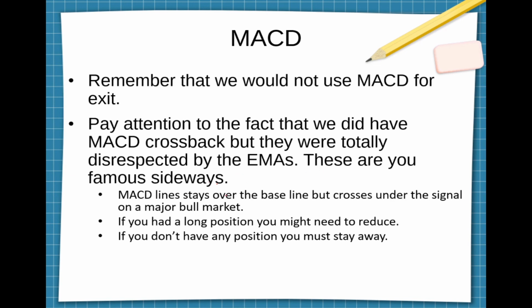So the MACD line stays over the baseline, but crosses under the signal in a major bull market. We have back and forth, signal doing those back and forth. We don't care about them. Histogram is going against the trend. We don't care about them because as long as the weekly and the monthly time frame is telling you about the main overall trend, we just keep riding.